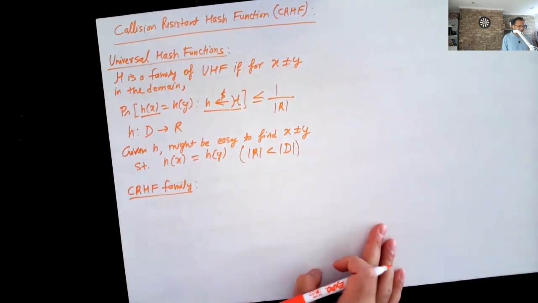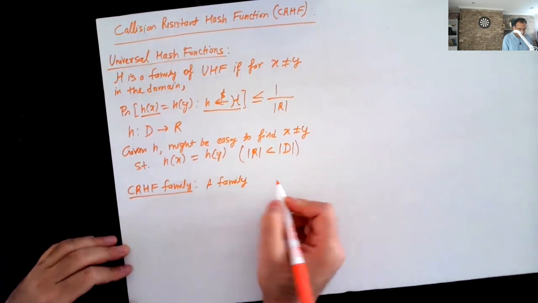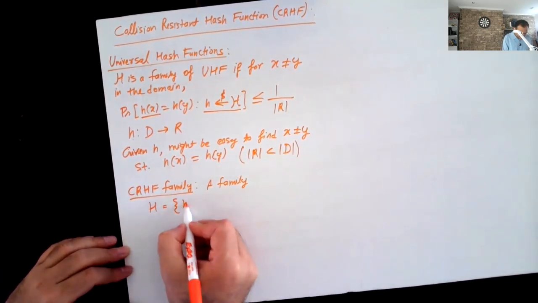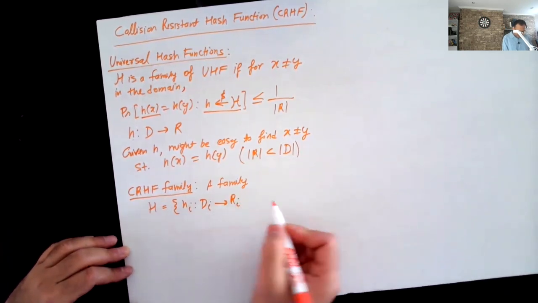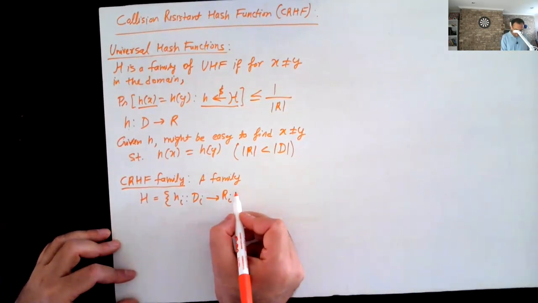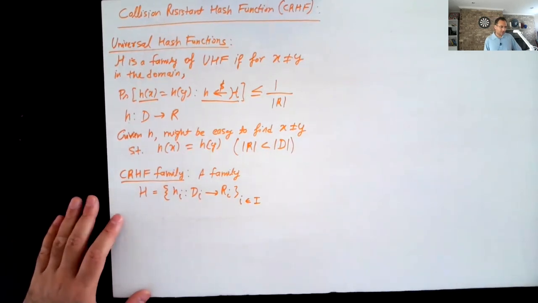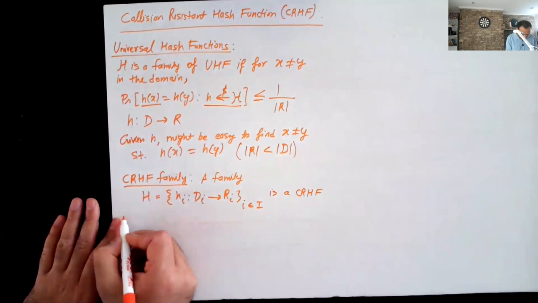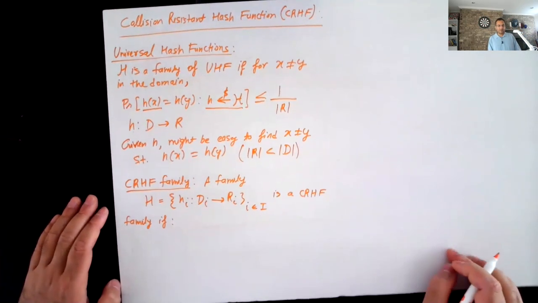Okay, so let's look at the CRHF family. Let's call this family capital H. It has many functions, H_I, and each function might have a domain and a range. More often than not, the domain and the range will be the same for every member of the family. And there's some I in capital I. Think of capital I as some large set. So this is a CRHF family if the following properties hold. We will have four different properties here.